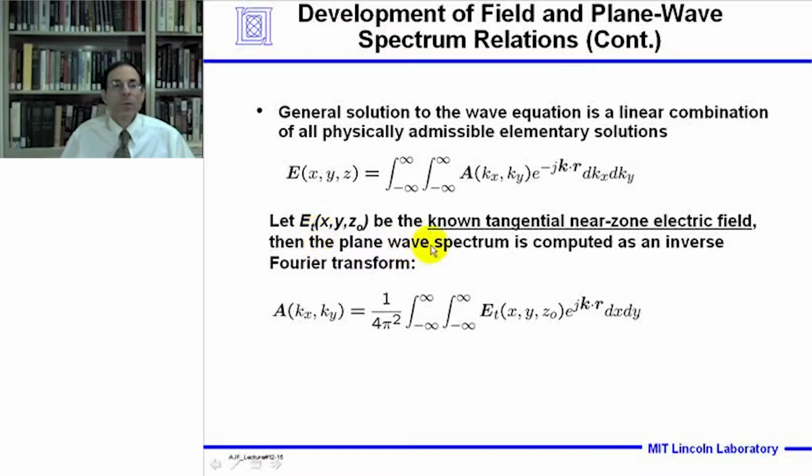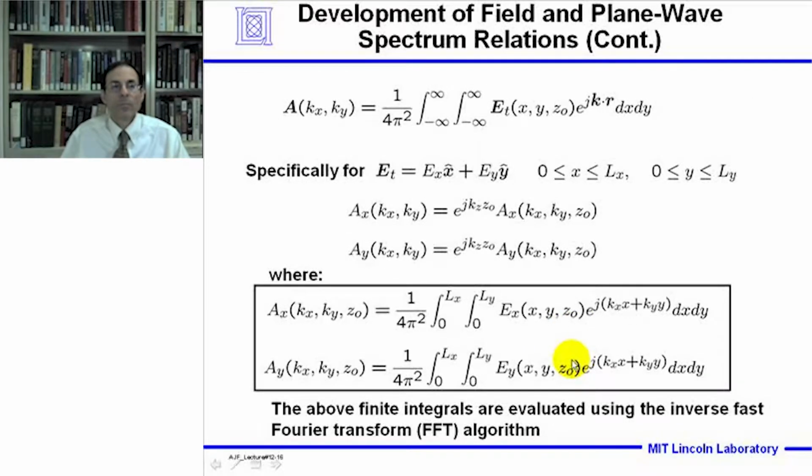Now suppose we have a known tangential near-zone electric field, E sub t, then we can compute the plane wave spectrum as the inverse Fourier transform. So the plane wave spectrum is equal to 1 over 4 pi squared, the double infinite integral of the tangential electric field, and we evaluate it at a constant z distance away from the antenna. So this is taken over the xy plane. So again, here we've written the plane wave spectrum in vector notation in terms of the tangential electric field.